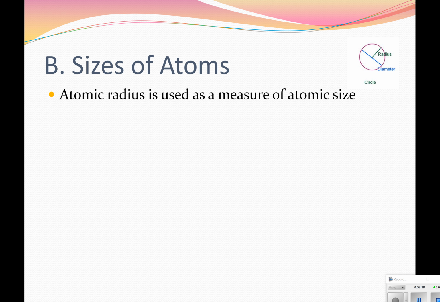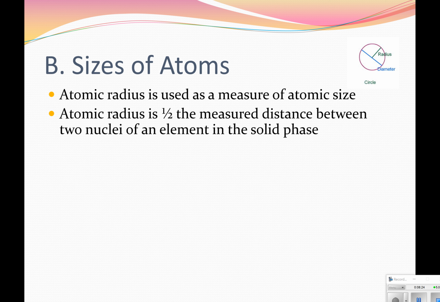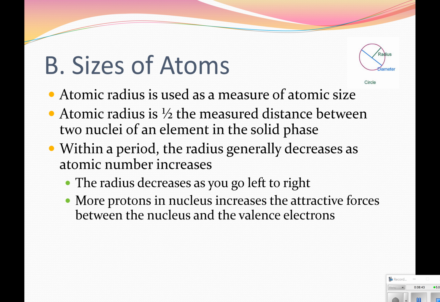As far as sizes of atoms, we measure that and call it atomic radius, and this is measured almost with a diameter and taking half of that distance. If we take 2 atoms of an element in the solid phase and measure the distance between the 2 nuclei, we take half that distance and call it the atomic radius of that atom. Now within a period, going from left to right, the radius is generally going to decrease as atomic number increases.